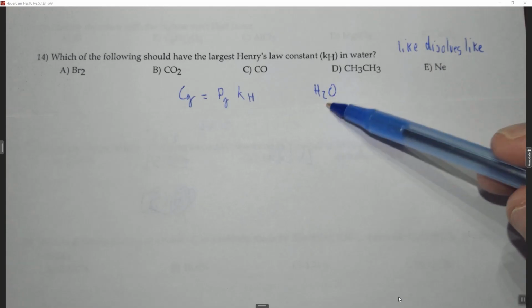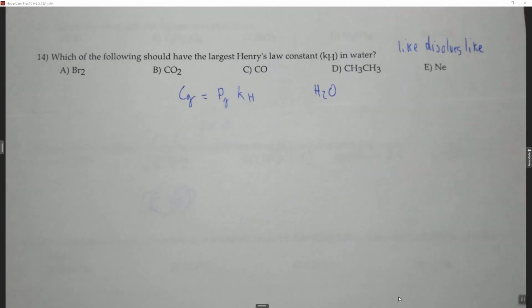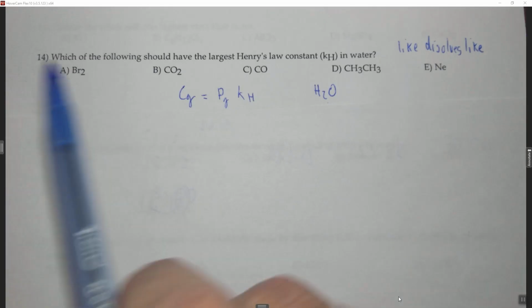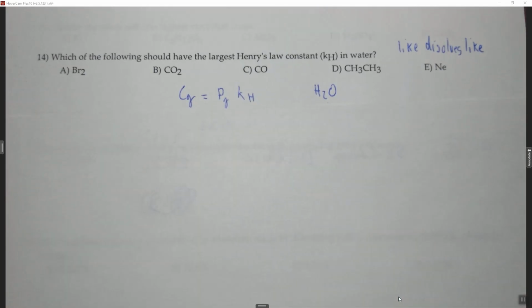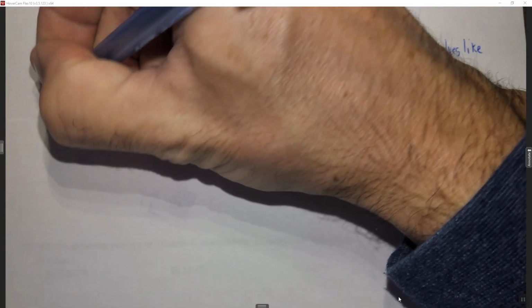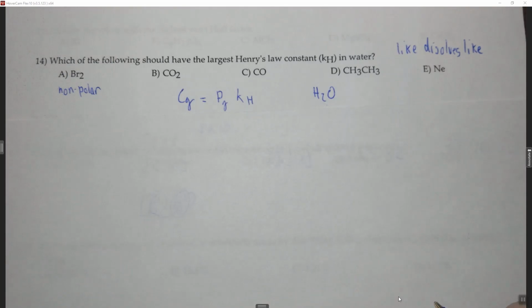So since water is a polar solvent, it's going to dissolve polar solutes. So even gases, okay, they're going to be the solutes, they can be polar. So let's take a look here. Well, bromine is just an atom, so it's definitely non-polar. It's not going to be very soluble in water.